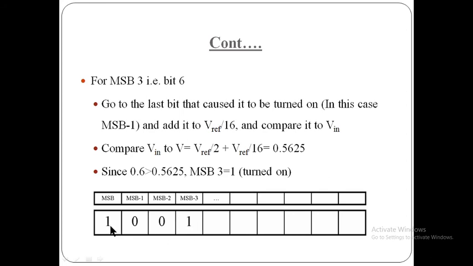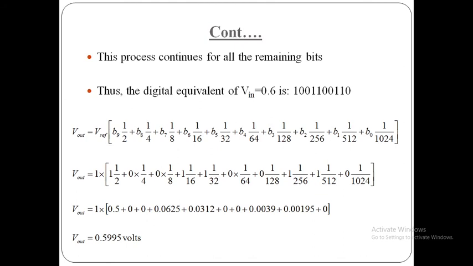मग बघा इथे काय होतं की एकदा तुमचं बीट ऑन ऑफ होत ऑन झाला की हा पॅटर्न आता रिपीट होत जातो. बघा go to the last bit that causes it to be turned on, म्हणजे हा शेवटचा बीट आहे जिथे आपलं हे काय झालंय बीट ऑन झालंय. In this case add it to V ऑफ रेफरन्स बाय 16 and compare it to V ऑफ इन. ओके. मग आता बघा आता हा जो पॅटर्न आहे हा एव्हरी टाइम पुढे रिपीट होईल. म्हणजे 1 0 0 1. आता इथे तुम्ही कॅल्क्युलेट केला तर हा तुम्हाला 1 भेटेल, हा 0 भेटेल, हा परत 0 भेटेल, हा परत 1 भेटेल, आणि हा जो सिक्वेन्स आहे हा कंटिन्यू पुढे जात जाईल. So therefore the digital equivalent of V of in equals 0.6 is 1001, again 1001 व 0. 10 बीट होते, त्यामुळे आपण 10 नंबर्स इथे लिहून घेतले.